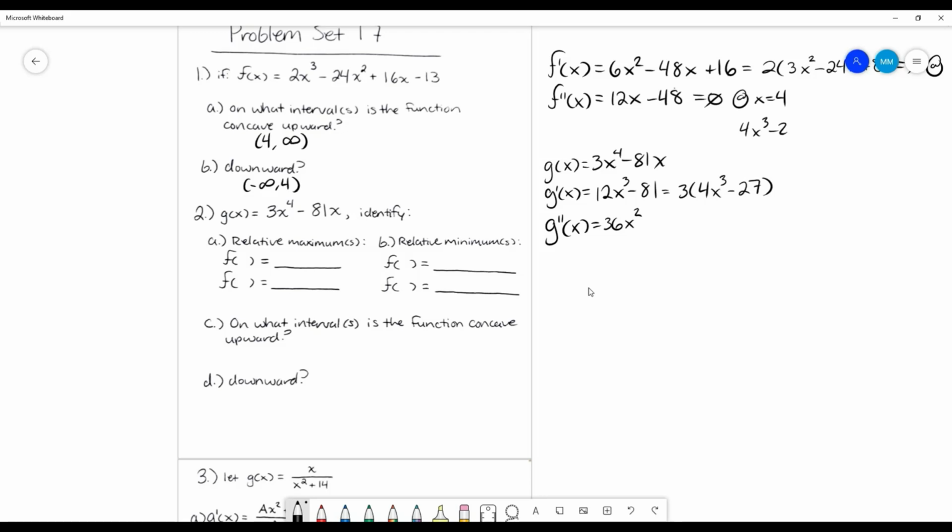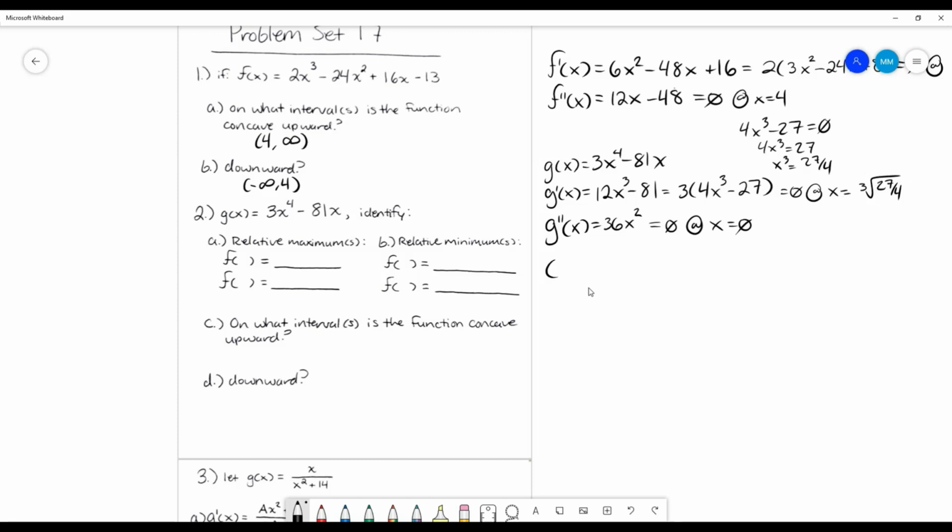So I want to know when this equals 0: 4x cubed equals 27, x cubed equals 27 divided by 4. So this equals 0 when x equals the cube root of 27/4. Notice there's no plus or minus. That's because this isn't a square root. Obviously, cube roots can be negative. And then this equals 0 whenever x equals 0. Okay, so our inflection point is at x equals 0, and our relative extrema is at this point.